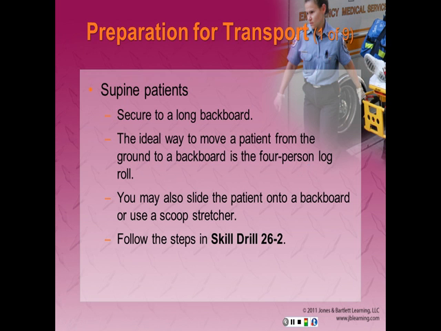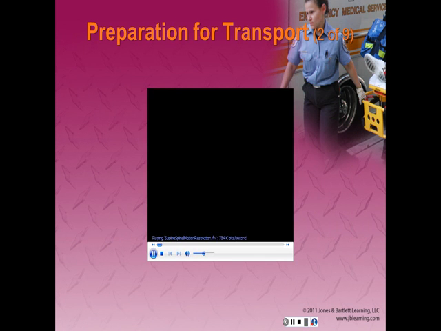Preparing your patient for transport. Patients who are supine need to be secured to a long spine board. The ideal way to move a patient from the ground to a backboard is the four-person log roll. You may also slide the patient onto a backboard or use a scoop stretcher. To immobilize a patient to a backboard, follow the steps in Skill Drill 26-2.